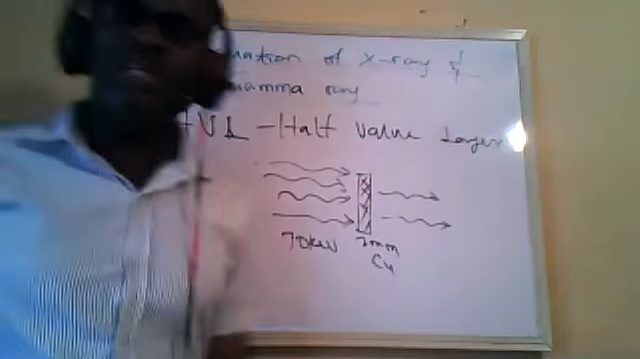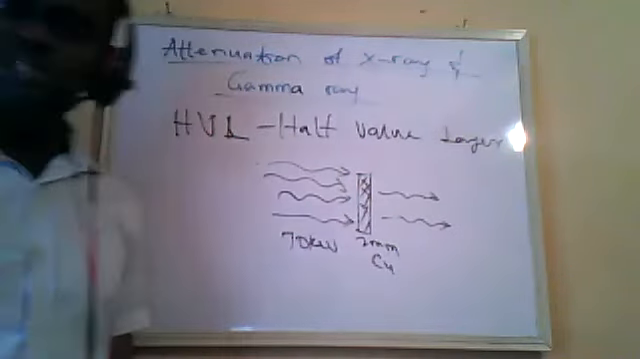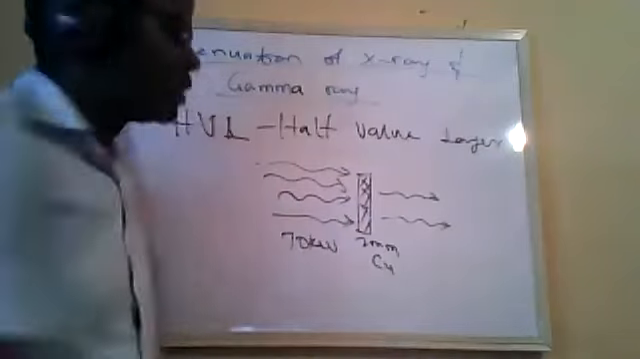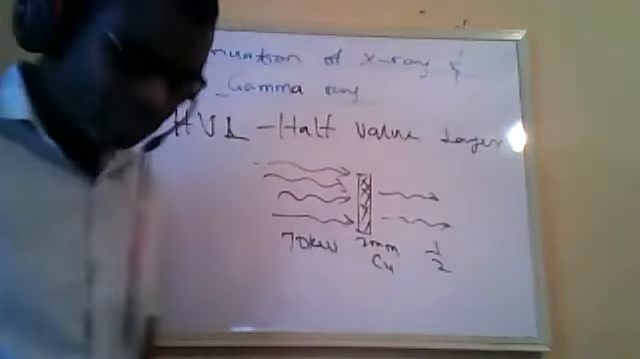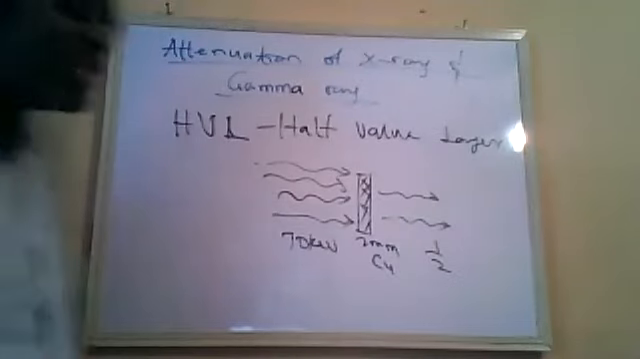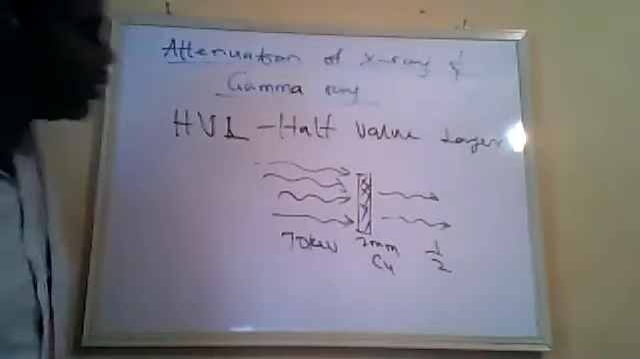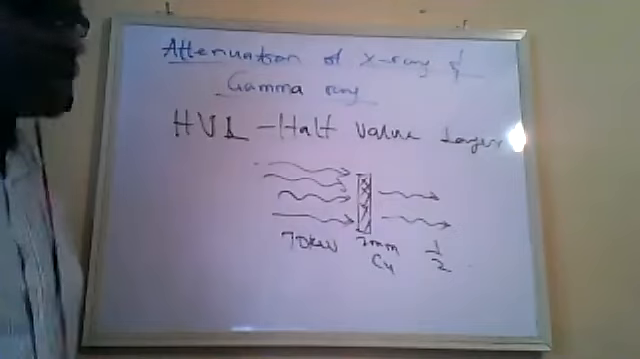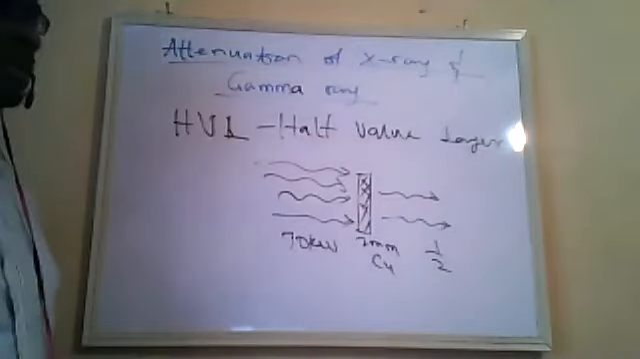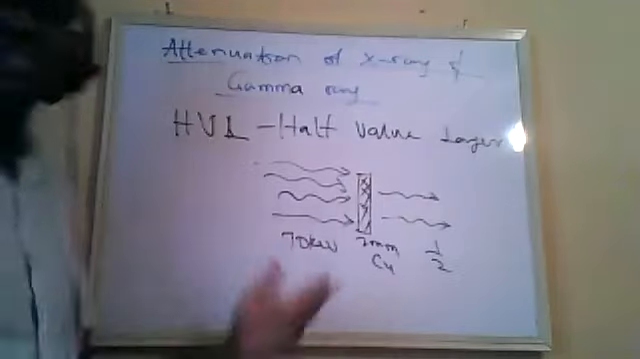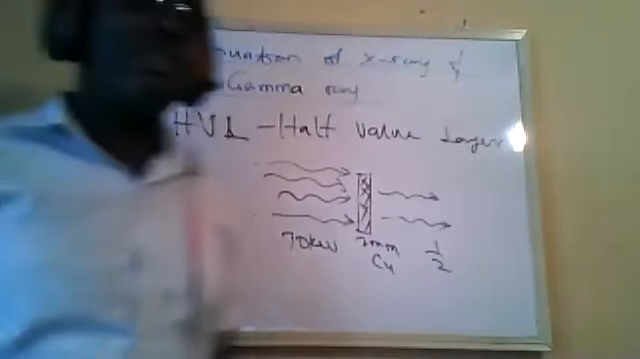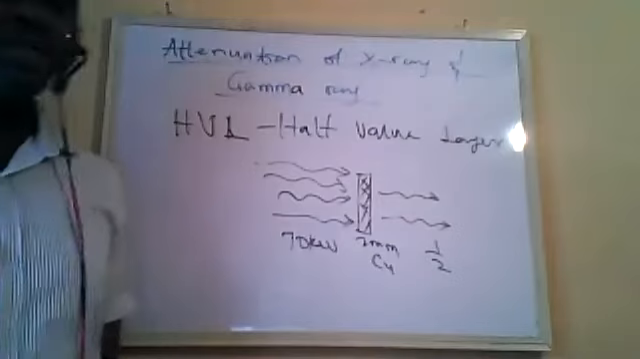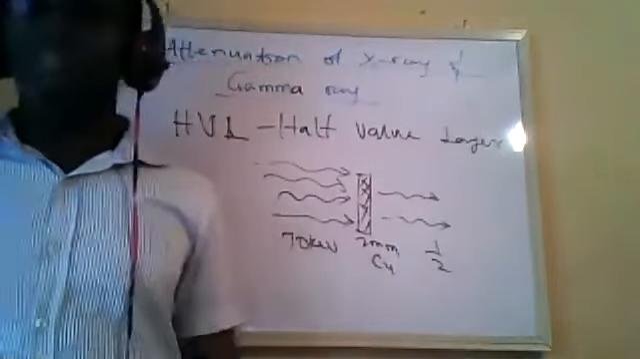So it is the amount of the material that will reduce the number of photons interacting with that material by 1/2. It is a measure of the photon energy, and at times, of course, of the quality. If you are talking about the quality of the photon, we speak about it in terms of the HVL. That is why the HVL test is one of the most important tests in radiography.